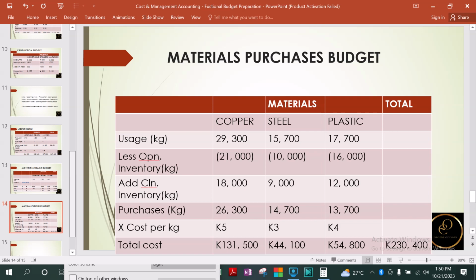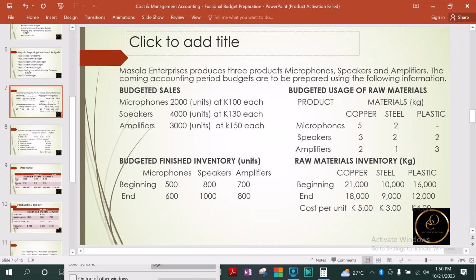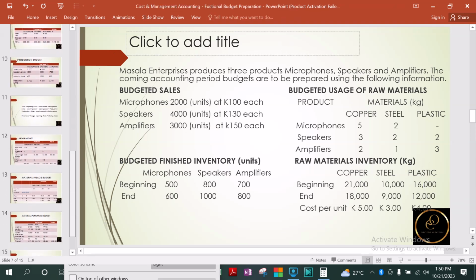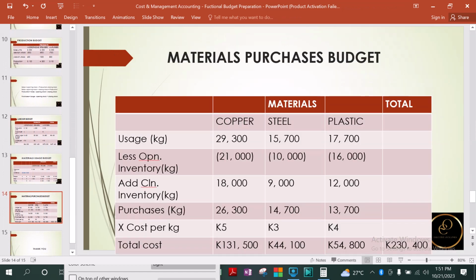In a similar manner we deal with the plastic. If you look at plastic, the opening inventory is here: the beginning is 16,000 and the closing is 12,000. So we subtract 16,000 and add 12,000. We have 17,700 minus 16,000 plus 12,000, and we end up with 13,700 kgs.